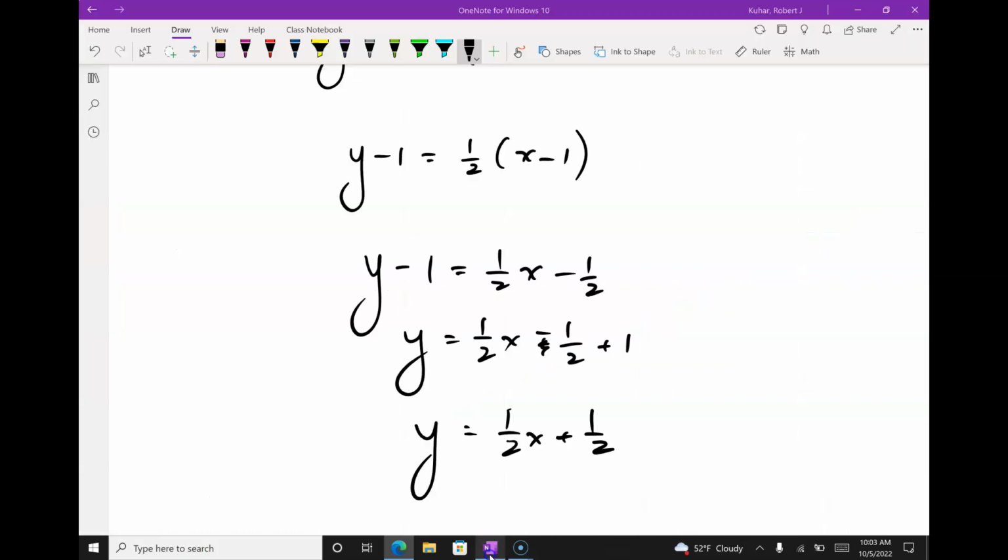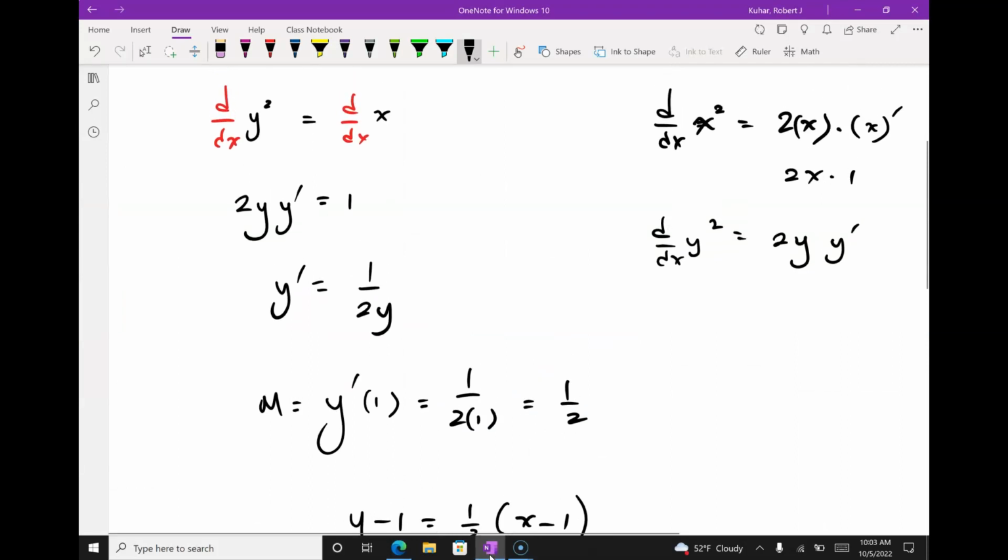Yes. So I got 2y, y prime equals 1, right? And I think we're starting to get okay with where the y prime is coming from, right? And then I just solve for y prime. I won't always be able to solve for y prime. I will let you know if I want you to solve for y prime. So I got y prime is 1 over 2y, and then I'm just getting a slope. So I'm plugging in the y as 1, right, into the derivative, and I got 1 over 2.